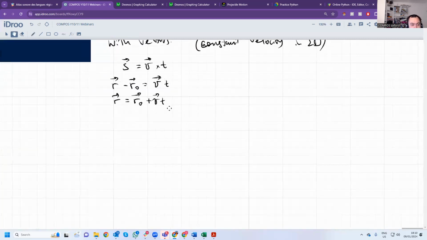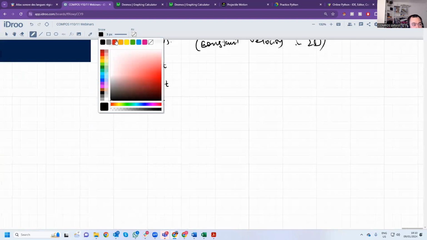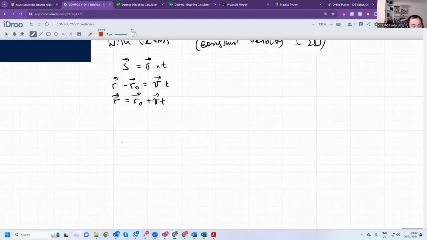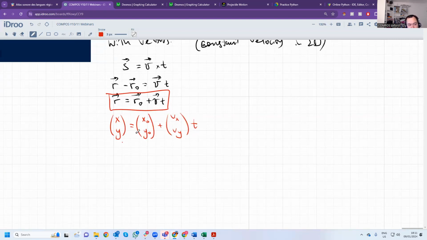Right. So what is that? Well, you can write it as vector r. This is also an equation of motion because it gives you the position vector at any given time. You can rewrite this as x and y equals the initial position x0, y0 as a vector, plus the x component of your velocity and the y component of your velocity multiplied by time. And if you just consider the top part, it's literally x equals x0 plus vt. And the bottom part is y equals y0 plus vt. So I'll give you an example.